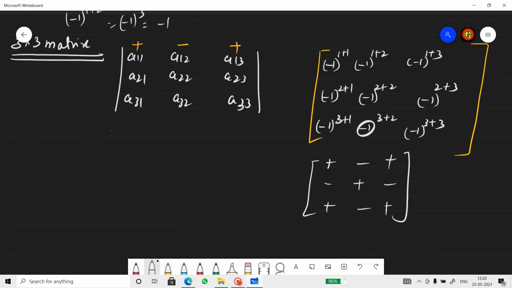Minus 1 to the power of 2. Power even, minus will not remain, it will be positive. Power odd, negative. So wherever power is even, we get plus. Wherever power is odd, we get negative. So these are the signs that we have to take into account before we expand a determinant.